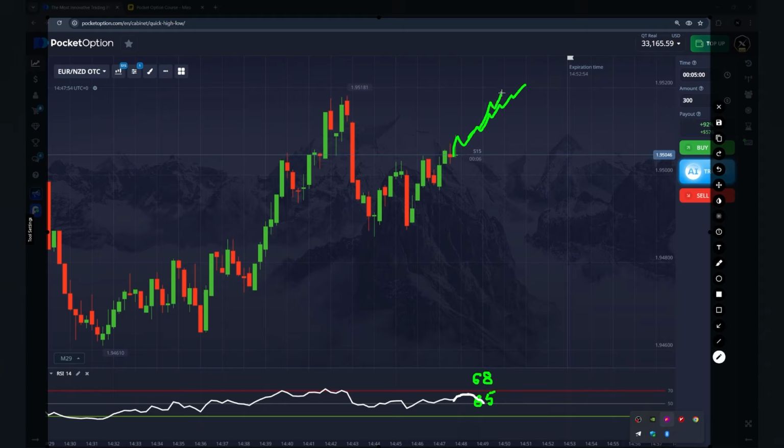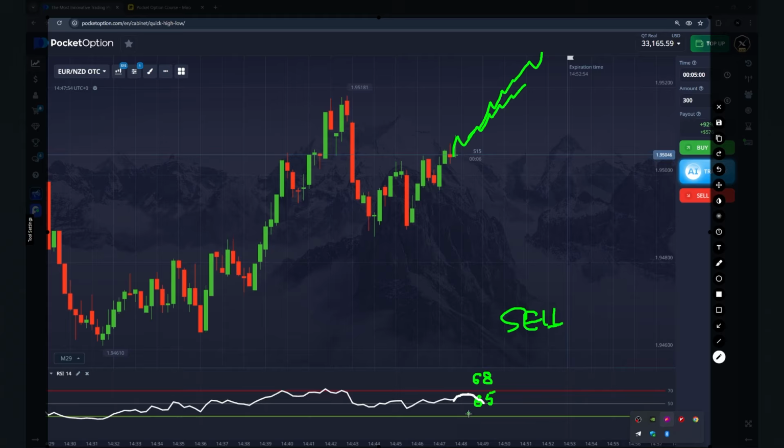If price is still going up but RSI rejected the overbought zone, that's a hidden weakness. I take a put option here. Here you need to sell. Because I know the momentum is dying even though price hasn't shown it yet.